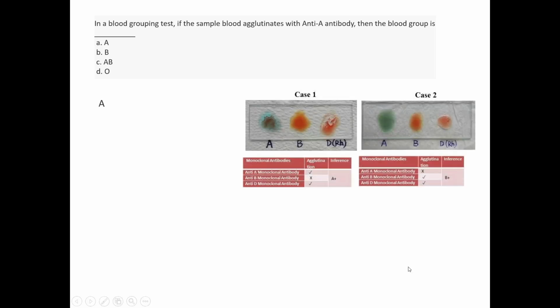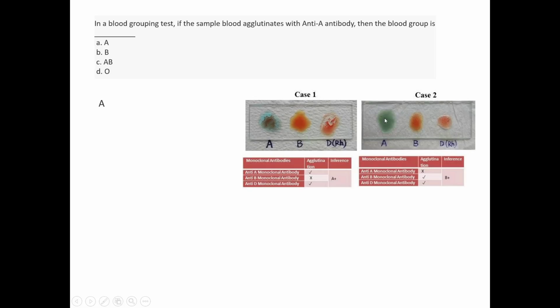So you can see here, when we do blood grouping, we add all three: A, B, and D. D is nothing but RH. So it will tell you whether it is RH positive or RH negative. In this case one, you can see the blood has agglutinated with antibody A and antibody D, but there is no agglutination in case of antibody B. That means it is A positive.